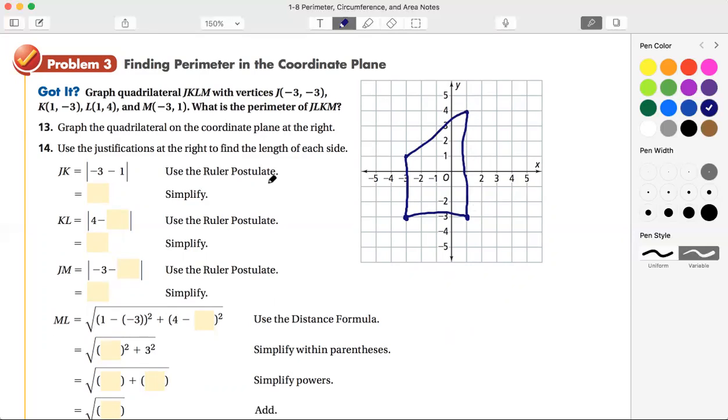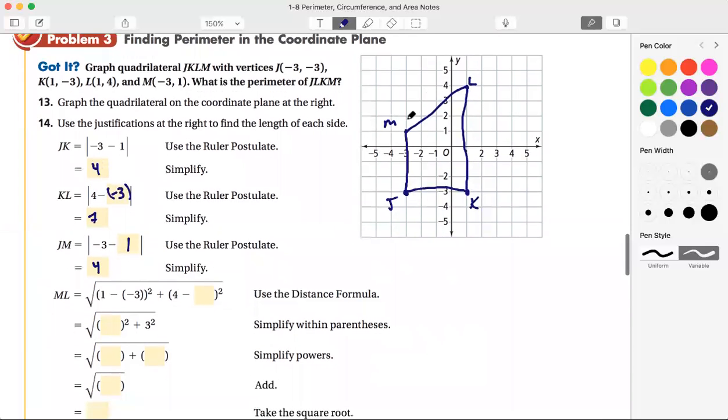So first thing we're going to do is find the lengths. So let's label all these points here. This point here is J, this point here is K, this is L, and this is M. So the length of JK along the bottom is -3 minus 1, and we get 4. KL is going to be 4 minus a -3, and that's going to give us 7. JM is going to give me -3 down here minus 1, which is going to give me 4.